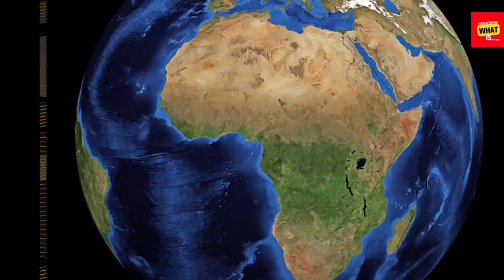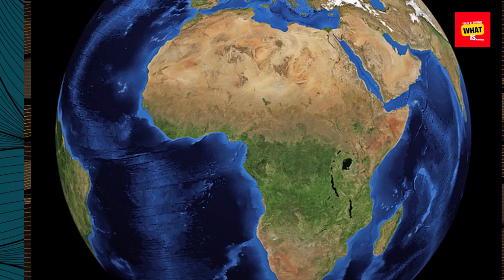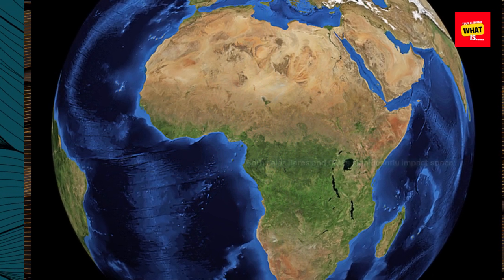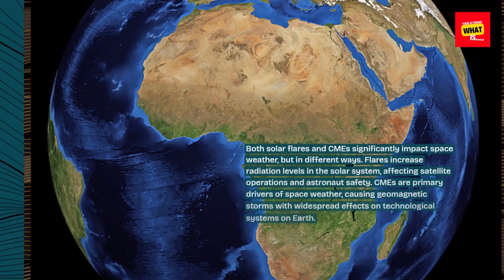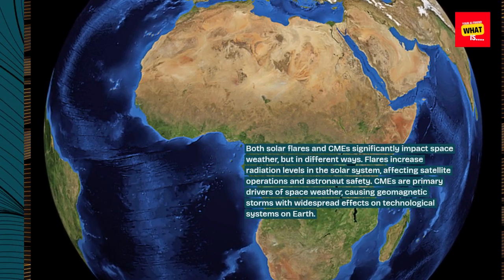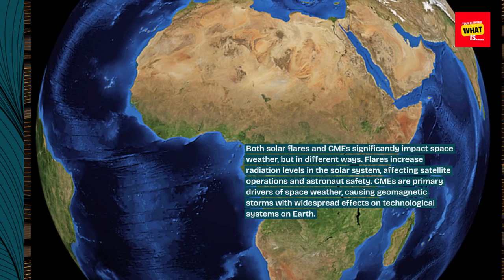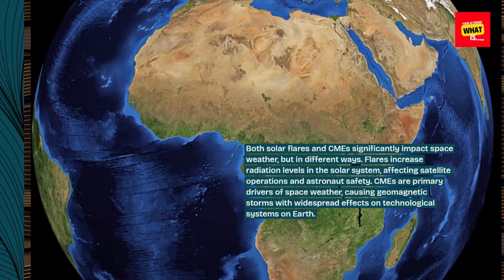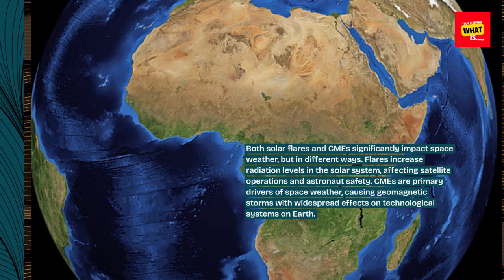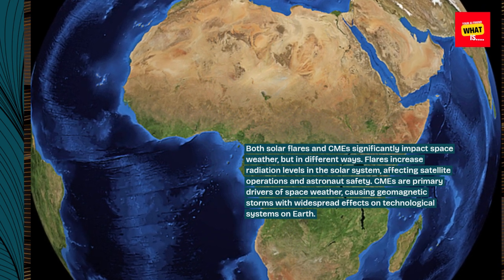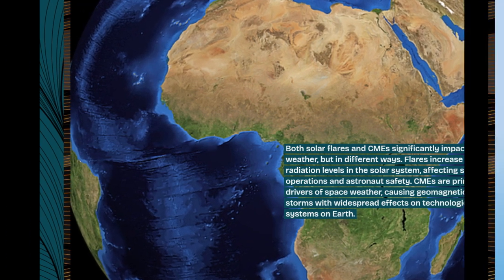Impact on space weather. Both solar flares and CMEs significantly impact space weather, but in different ways. Flares increase radiation levels in the solar system, affecting satellite operations and astronaut safety. CMEs are primary drivers of space weather, causing geomagnetic storms with widespread effects on technological systems on Earth.